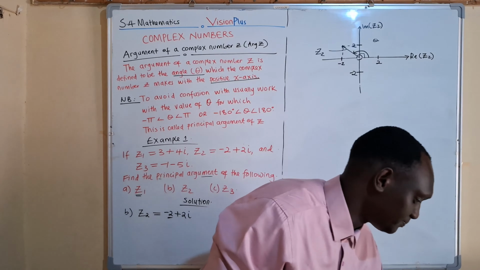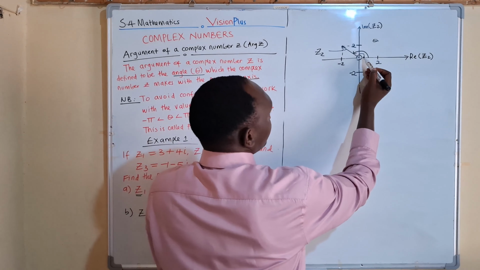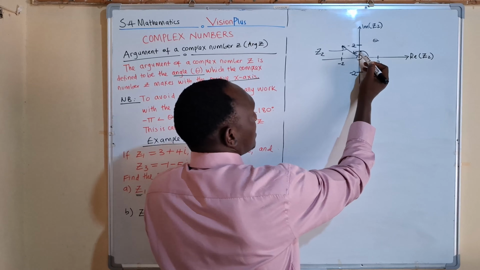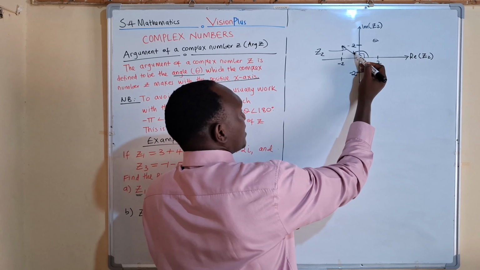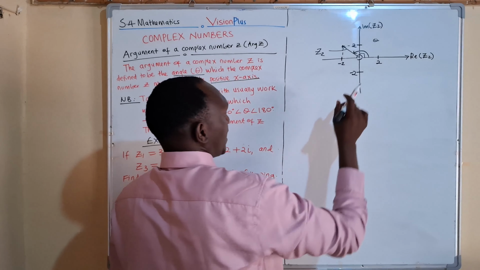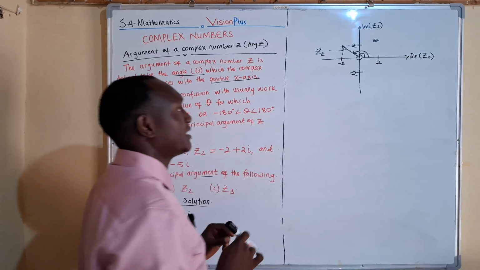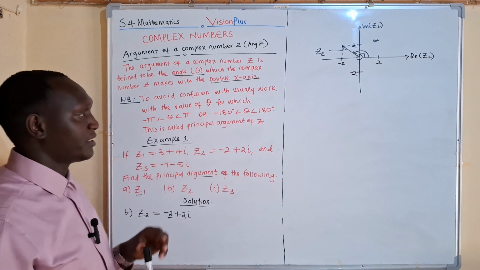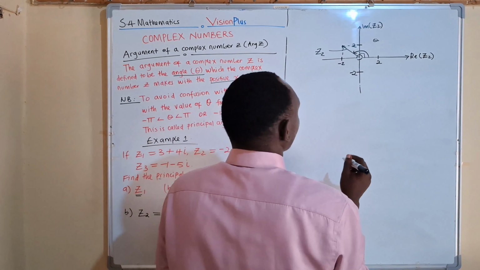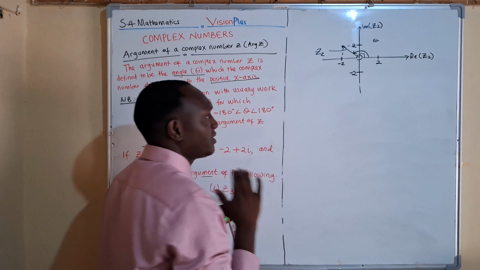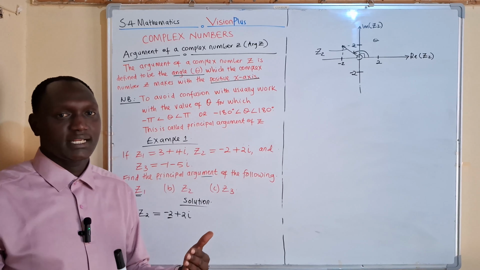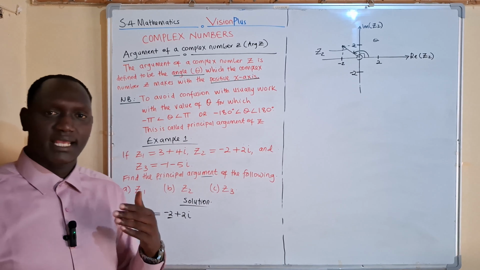I don't know if you are getting it, because here we already have 90. So to 90, because from here up to here is 90, we need to add this other part so that we get the complete argument. For us to do that, we need to extract a very small triangle that will assist us to find the angle which we add to 90 degrees so that we get the argument. There are very many approaches to getting that small angle.